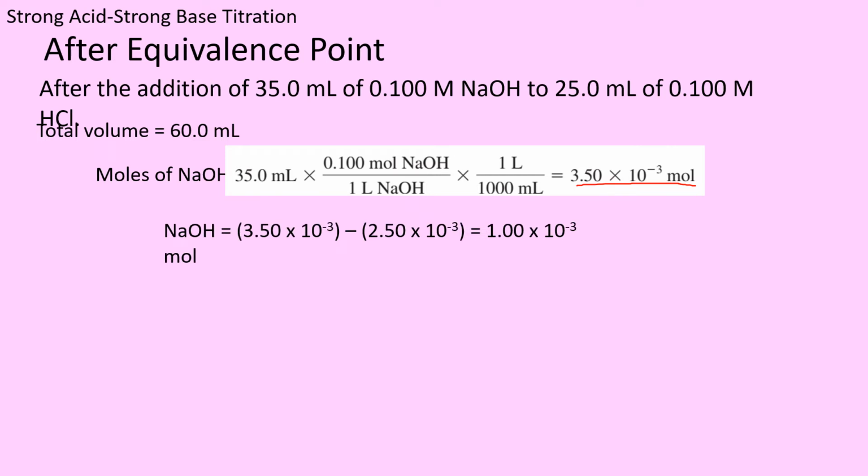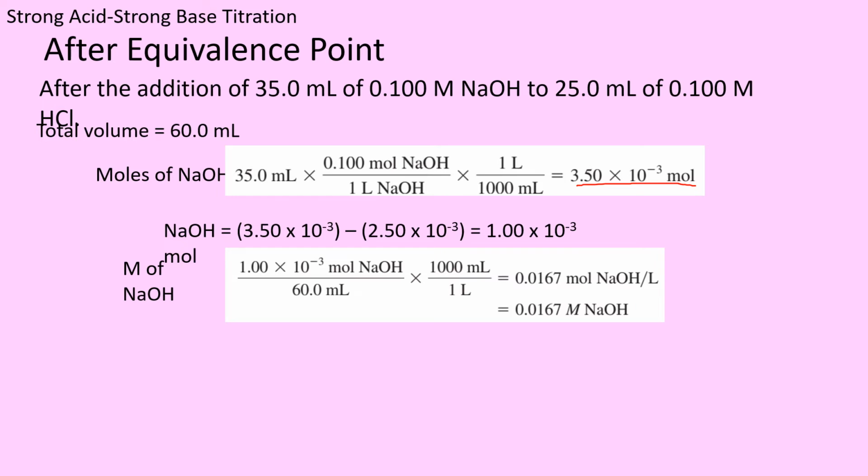And then let us now subtract the number of moles of hydrochloric acid from the total number of moles of sodium hydroxide. So now we have 1.00 times 10 raised to negative 3 moles of sodium hydroxide. As I've said a while ago, the major species in the solution are now sodium hydroxide and chloride ions. So we will now be calculating the concentration of NaOH, and we will get 0.0167 molar of sodium hydroxide. This will now determine the pH of the solution.